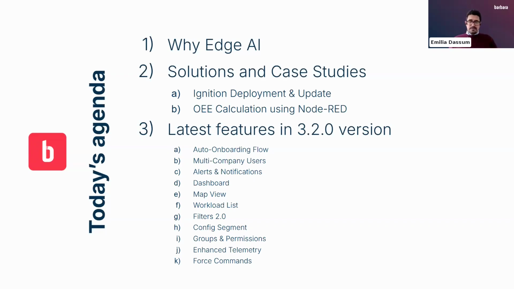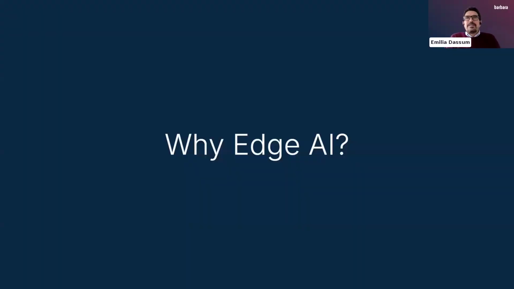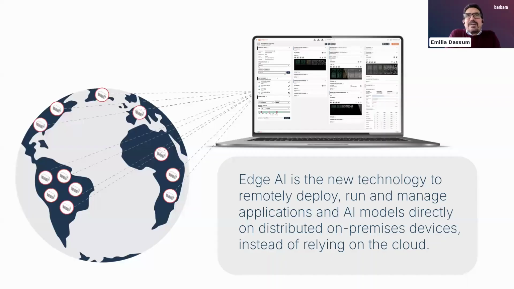So let's start. Let's start explaining why we should use Edge AI. Edge AI is a new technology that helps you to deploy, run and manage applications and models not in the cloud, as is commonly used until today, but on devices that are distributed on-prem. Normally we have devices located near where the data is being generated, normally in our customer facilities. This way we can control these remote devices using this platform, which is Barbara Panel. We can control them, configure them, deploy AI models and deploy applications. This is the way we will work with Barbara.